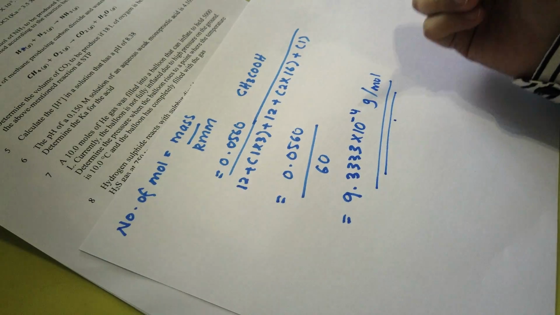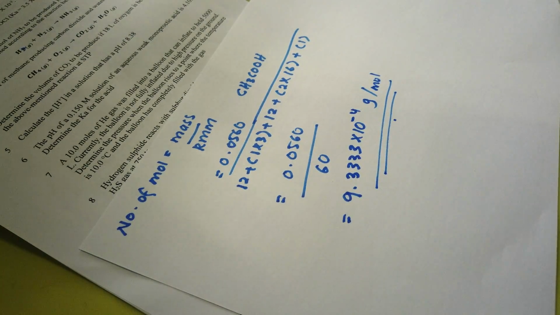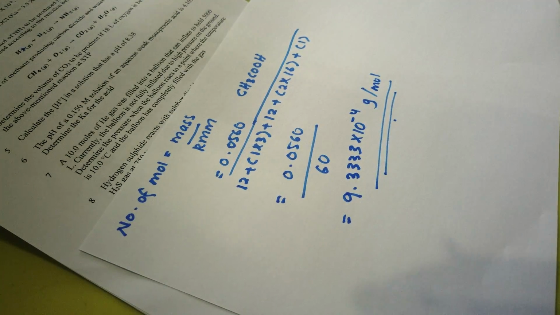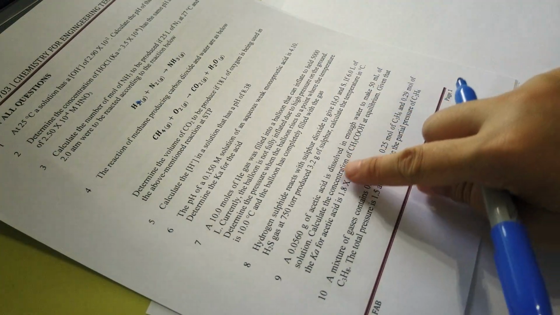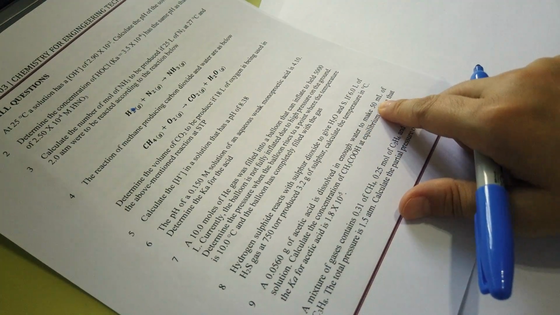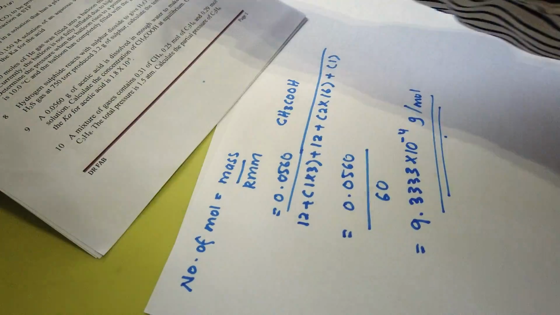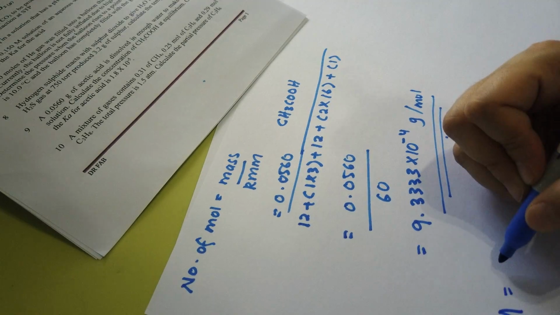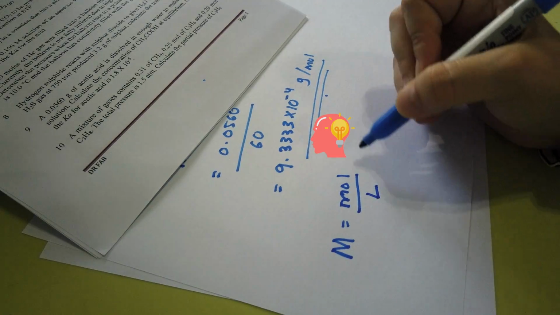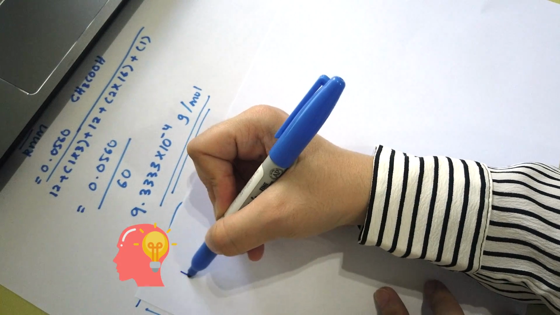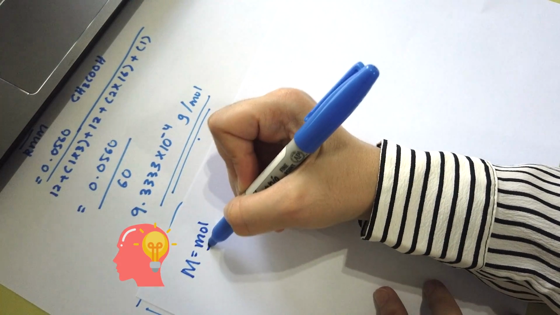If you can remember, when you want to do an ICE diagram, what you really need to calculate is the molarity, because in an ICE diagram we are looking at the molarity instead of the number of mole. Referring to the question again, it states that it is dissolved in enough water to make 50 ml. So from here we can calculate the molarity. Molarity is number of mole over liter.